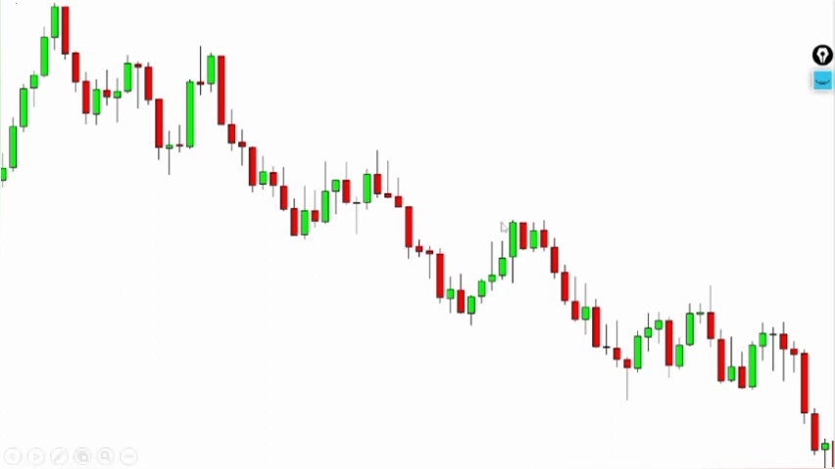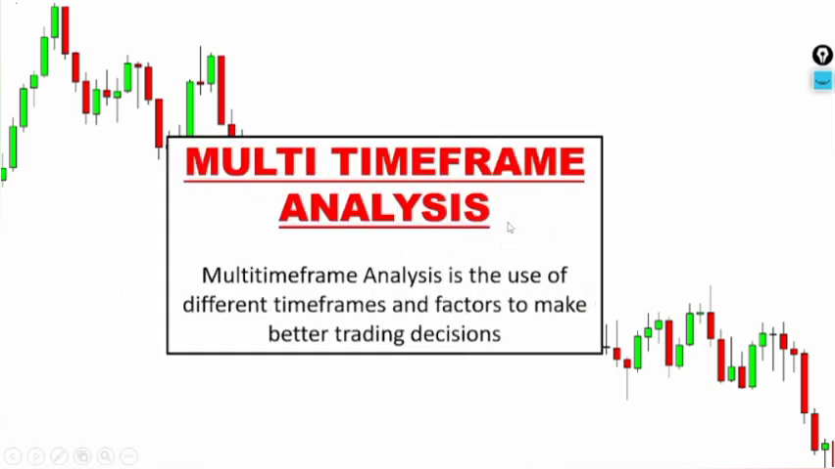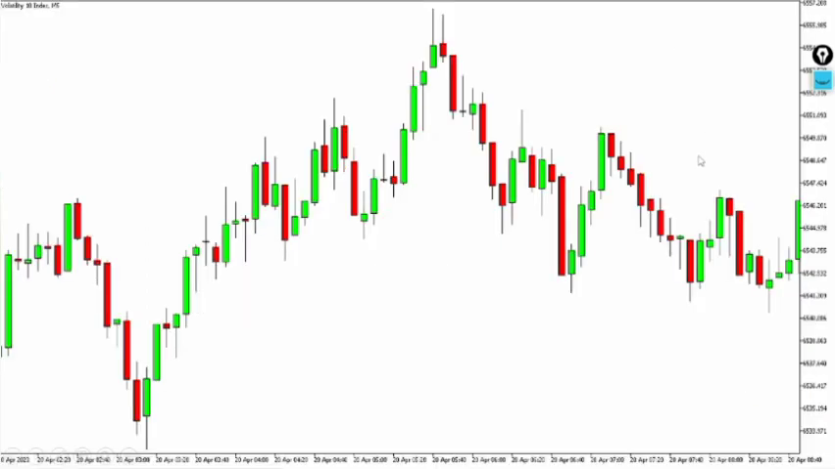effective way. So let me start off by explaining what multi-time frame analysis is. Multi-time frame analysis is the use of different time frames and factors to make better trading decisions. So you're combining different time frames so that you can make better decisions, right? So what are the reasons for using multi-time frame?